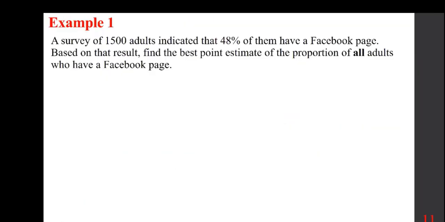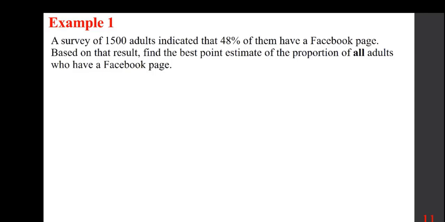A survey of 1,500 adults indicated that 48% of them have a Facebook page. Based on that result, find the best point estimate of the proportion of all adults who have a Facebook page. What is the best point estimate for P? It is P hat.